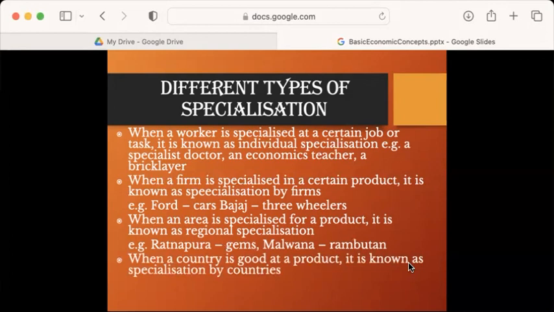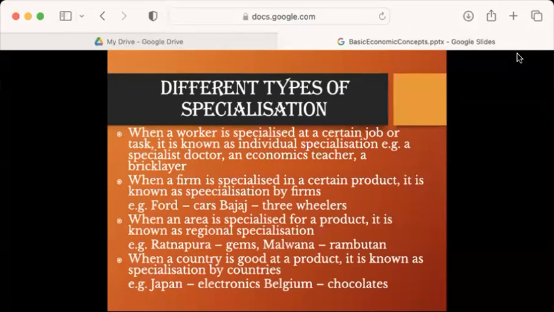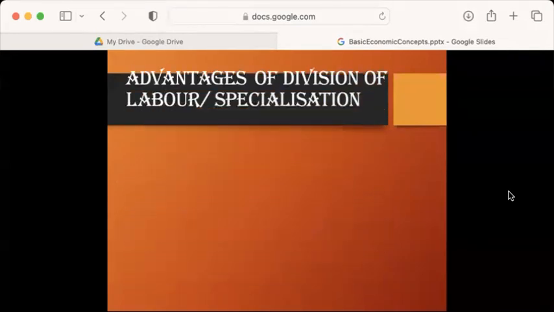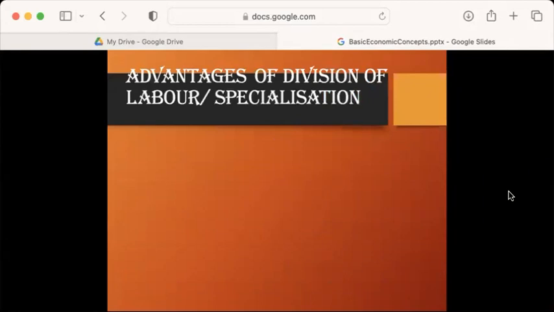And sometimes, let's say some countries concentrate on the production of a particular good. So we call it specialization by countries, Japan for electronics, and Belgium for chocolates, and so on. So these are the different types of specialization: by a worker, by a firm, by a region in a country, or specialization by a nation, right? Now let's look at some of the advantages and disadvantages of specialization and division of labor. You have questions based on this at both GCE and GCSE levels, right?